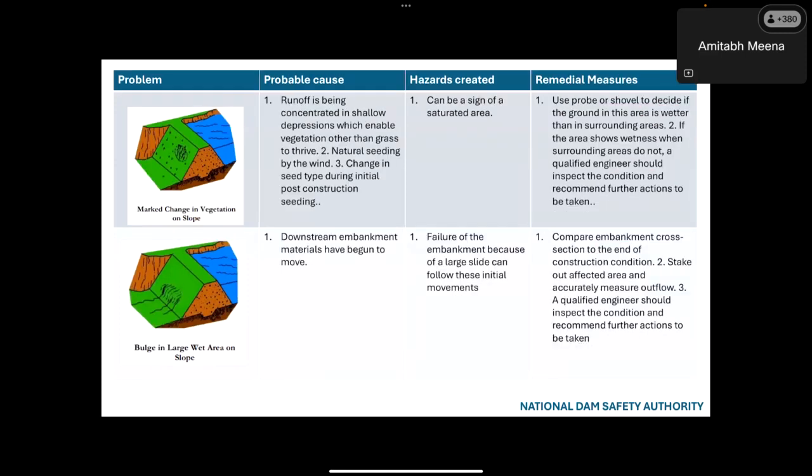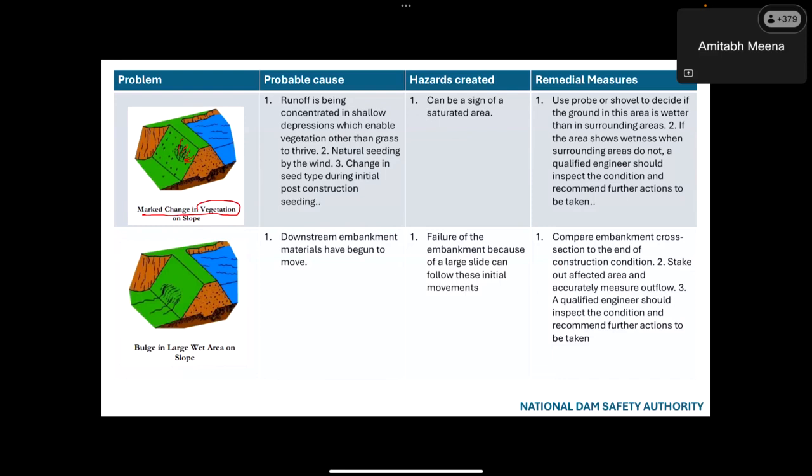See, if there is some change in the vegetation, then that is also a sign of something. If suddenly some vegetation is growing, it means there is an increase in the moisture. That's why this vegetation is growing at some point on the slope. So that needs to be checked.